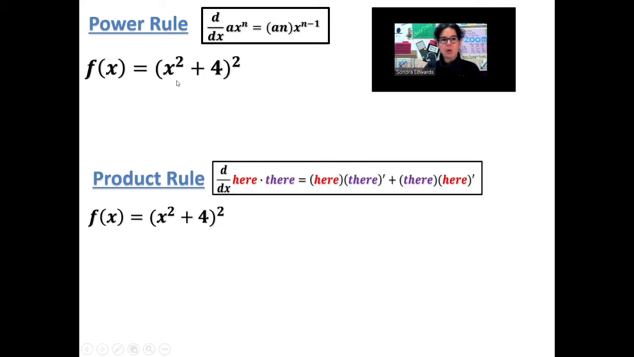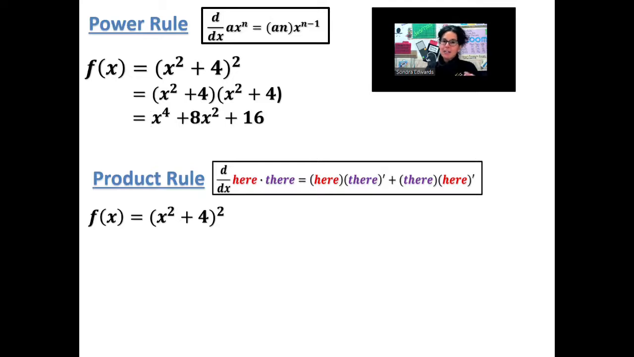If I wanted to use the power rule, the first thing I would need to do is FOIL x squared plus 4 times x squared plus 4. Combining those middle terms, I get x to the fourth plus 8x squared plus 16. And now that I have that look of a number x to a power plus a number x to a power, I can use the power rule. So the exponent moves to the front, subtract 1 off the exponent. So this first term would become 4x to the third. The next one, 16x, and then the derivative of 16 is 0. So here we have our derivative using the power rule.